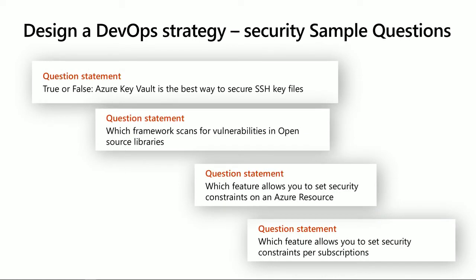So here's some questions. True or false? Azure Key Vault is the best way to secure SSH key files. Files. There you go, that was the trick. Because it's a file, you want to use secure files. If it's just keys, a collection of keys not necessarily in a file itself, then individual keys you can store in Key Vault. Is that clear?